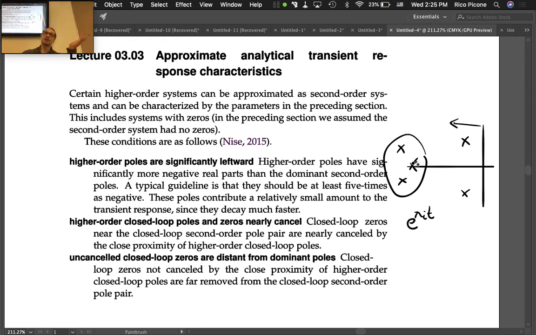We can say that the exact solution is approximately true for a system that has this situation. A guideline is that they should be at least 5 times as negative. A typical guideline, and this is an arbitrary number, is 5 times: this distance versus this distance is like 5x. That's a sign that you're going to have a pretty good approximation. Okay.